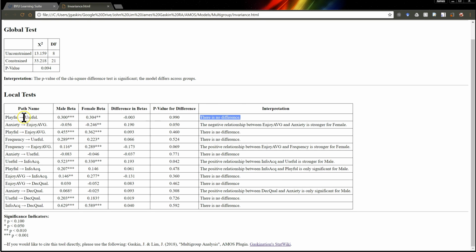So in this case, for the first one, from playfulness to usefulness, there is no difference. Both are significant. They're almost identical. The p-value for the difference is nothing. I mean, there's no chance that's not different from zero.